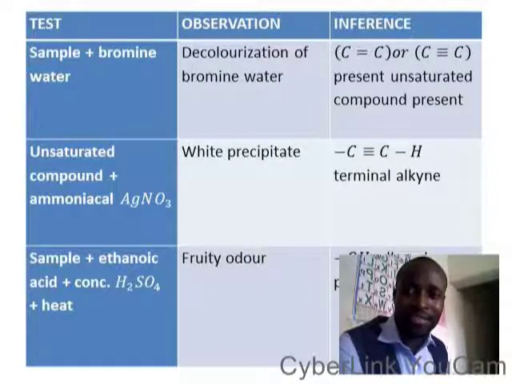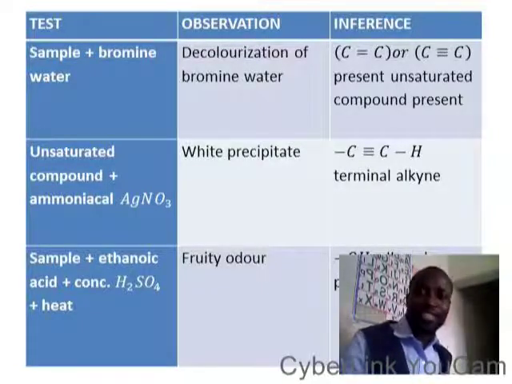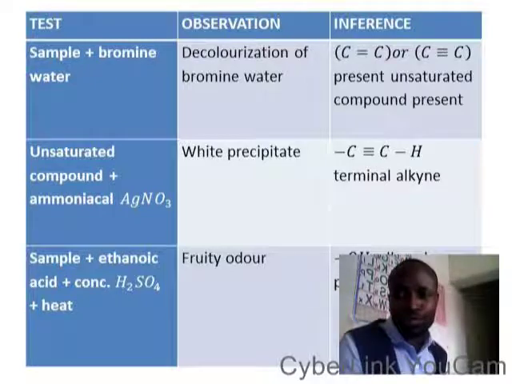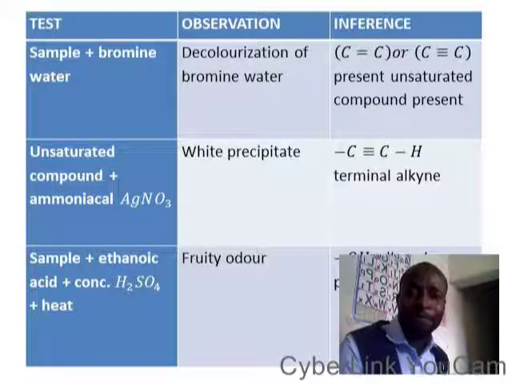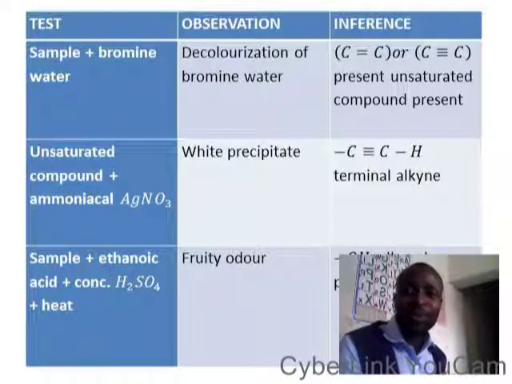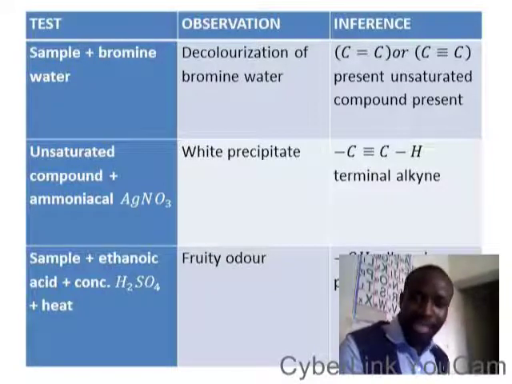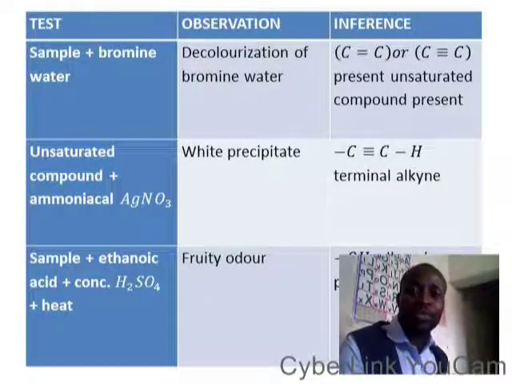Now look at this. If you have a sample of food plus bromine water, if there is decolorization of bromine water, unsaturated compound is formed. This could be used to distinguish between alkane and alkene. Alkene of double bond and alkyne of triple bond.